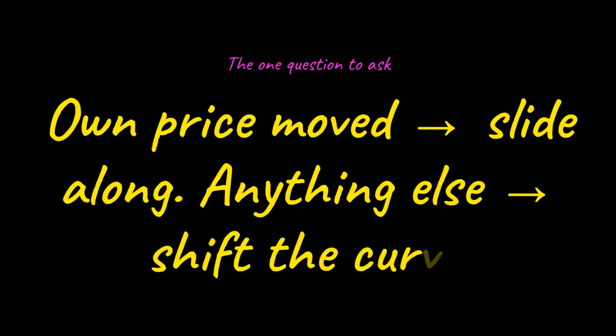Whenever a scenario describes falling sales or rising purchases, ask one question: did the product's own price change? Or did something else change buyer behavior? Own price means movement along the curve. Anything else means the whole curve shifted.